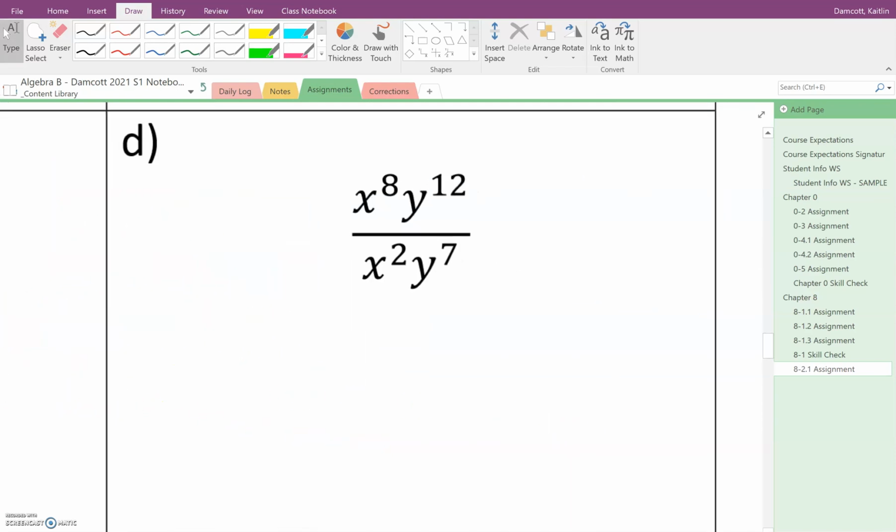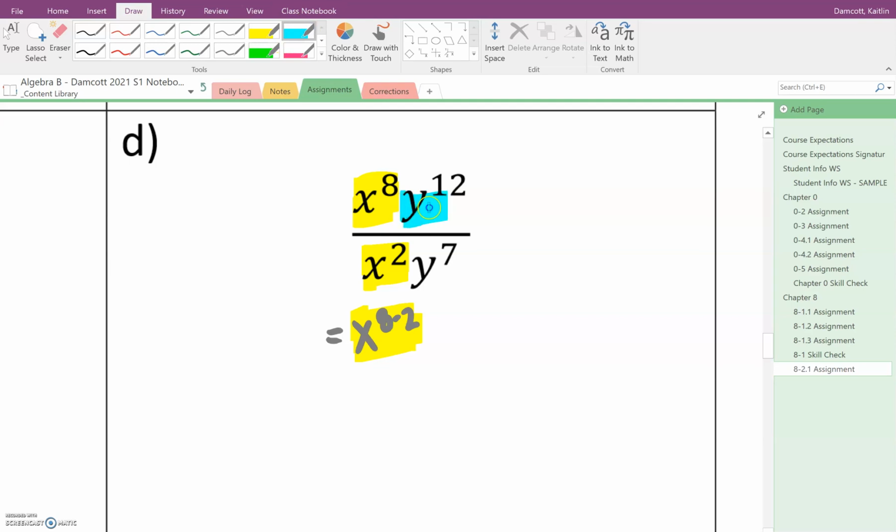Okay, in the next one, same idea. We're going to focus first on just our x's. So we've got x to the 8th over x squared. So thinking we want to keep our x and then subtract our exponents. So 8 minus 2. So this is coming from just the x portion.